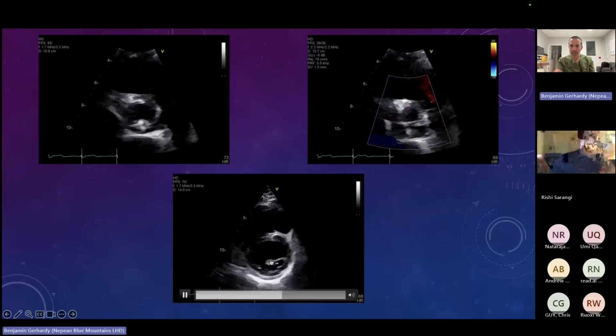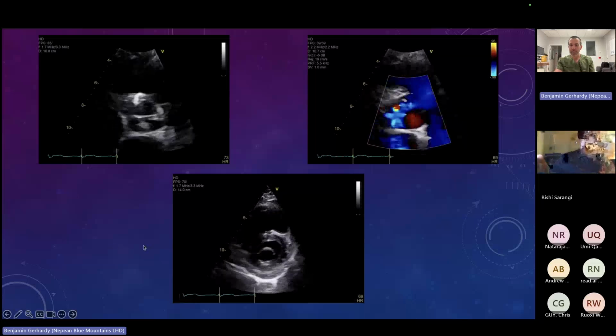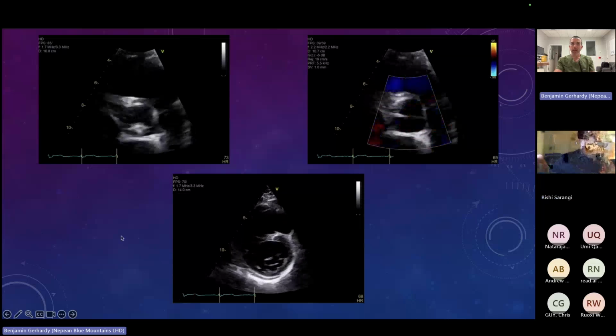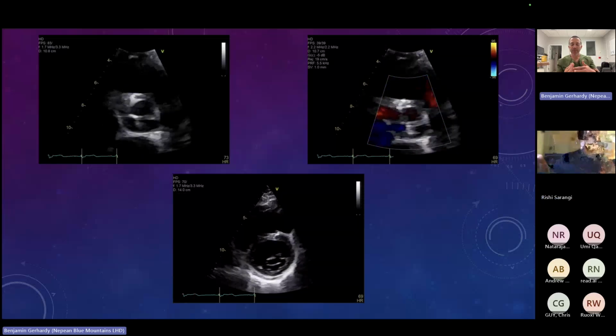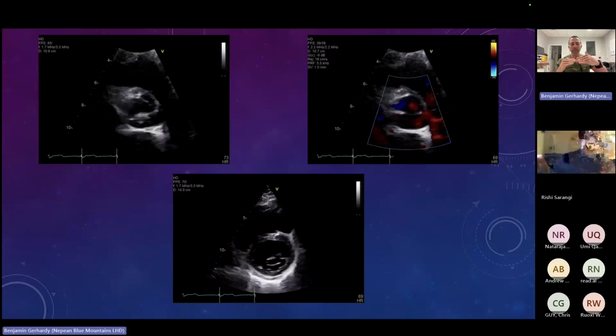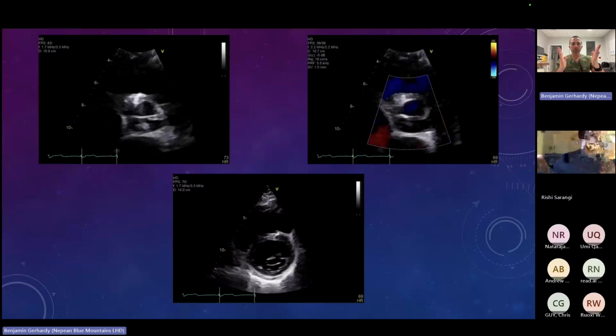Yeah, I mean, that looks abnormal. It looks like it's not opening completely. And then on that apical view, you'll see that kind of opening up a bit like that rather than opening up nice and wide.